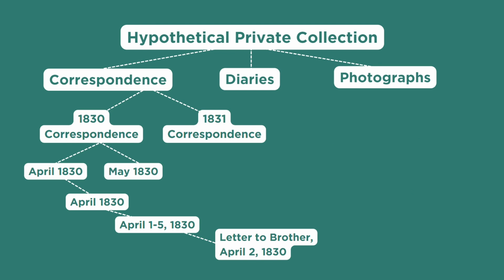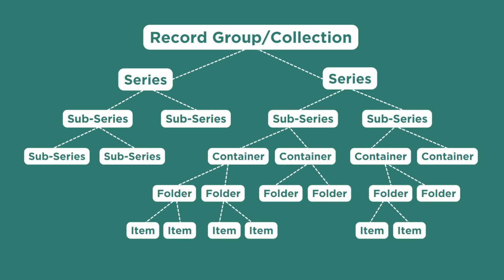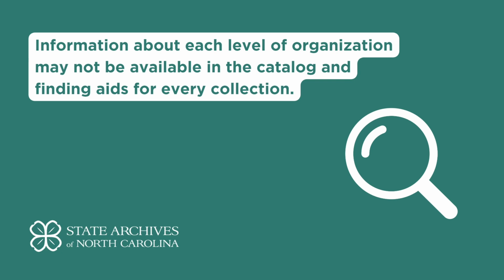So, how does this help you in Doc? Well, in the tutorial videos explaining various features and how to do things like browse in Doc, we'll mention the record hierarchy often. Everything below the record group/collection level is referred to in Doc as a child record. It's very important to note that rarely will you find that a collection is described in Doc all the way down to the item level.